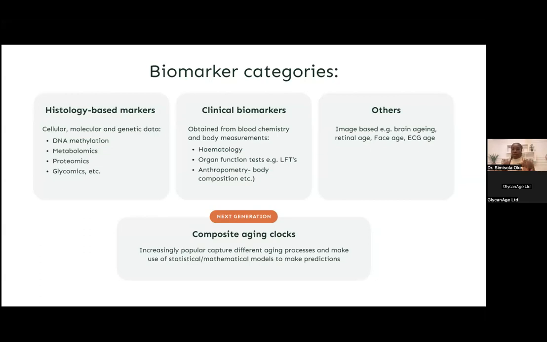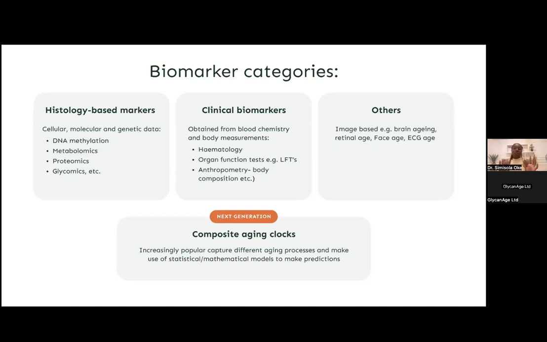And then you have the clinical biomarkers. If you're a clinician or a practicing doctor or someone who works in the space of medicine and health, then this would be your typical blood chemistry, so your hematology, your liver function tests, those kinds of things. But also in this space, you have anthropometry, which is a really difficult word to say. Ultimately, this looks at things like your BMI, your hip-waist ratio. All of these things can actually be used to create a biological age.